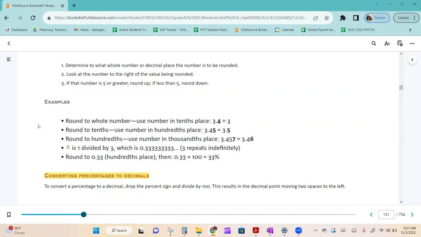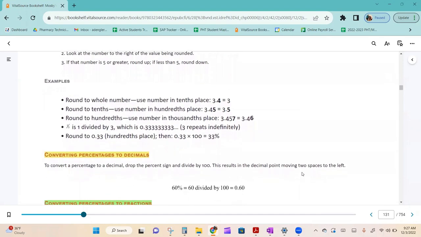And here, round to tenths place. So we want to have just one number after the decimal. And we have the number 3.45. Because there is a 5 here in the hundredths place, we are going to round this 3.4 up to 3.5, and then we have the answer rounded to tenths, and so on and so forth.